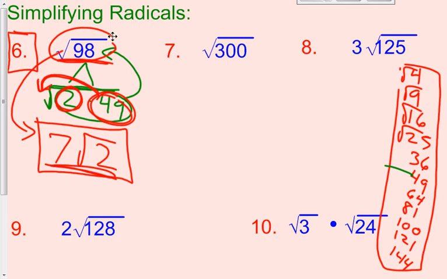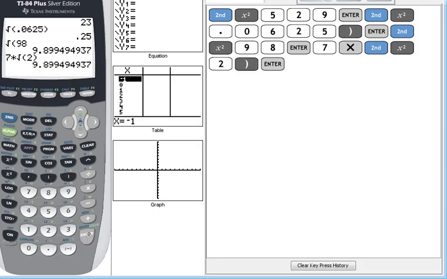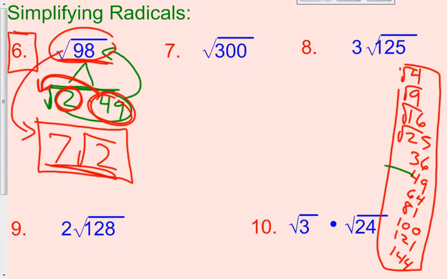7 times the square root of 2, let me prove my point. 7 multiplied by the square root of 2. I will bet you $5,000. I'll bet you $10,000. I'll bet you $1 million that we're going to get 9.899494937. On your marks, get set, go. 9.899494937. You guys just owe me $1 million. As you can see, you can check your work on every last one of these.